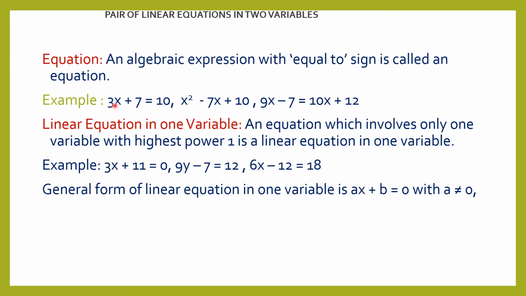Here a is coefficient of x, b is constant, and the condition is a not equal to 0. Suppose if a equal to 0, a into x means total value 0. What is the remaining value? Constant value b equal to 0. It is not a linear equation in one variable. This is a constant value. Are you clear? In this equation, what is the condition? ax plus b equal to 0 is the general form of linear equation, and a not equal to 0.